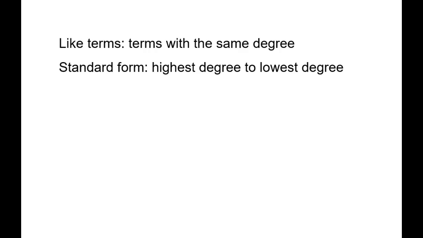A few terms you need to make sure you understand. Like terms, which simply means terms with the same degree, because that's how we combine them. Addition and subtraction, we have to combine like terms. And then standard form. We talked about standard form for quadratic equations, y equals ax squared plus bx plus c. When we talk about standard form for polynomials, it simply means writing the terms from highest degree to lowest degree. So we'd have an x to the fourth, x cubed, then an x squared, then an x, then a constant. If you write it in standard form, it makes combining like terms and the multiplying process a little bit easier.